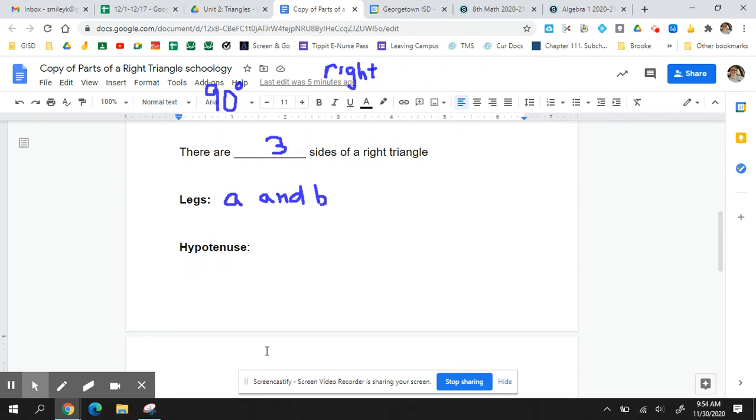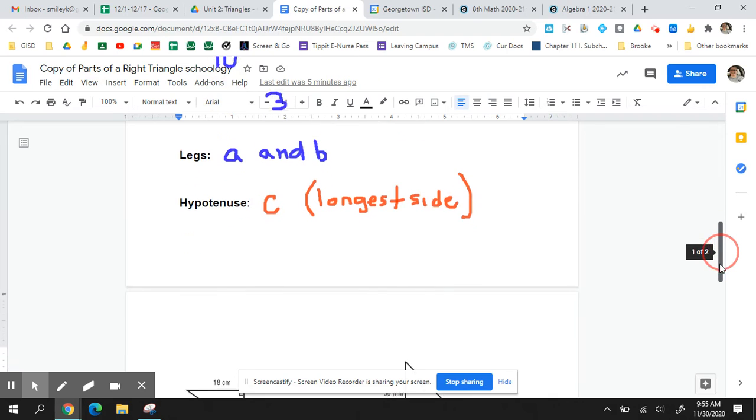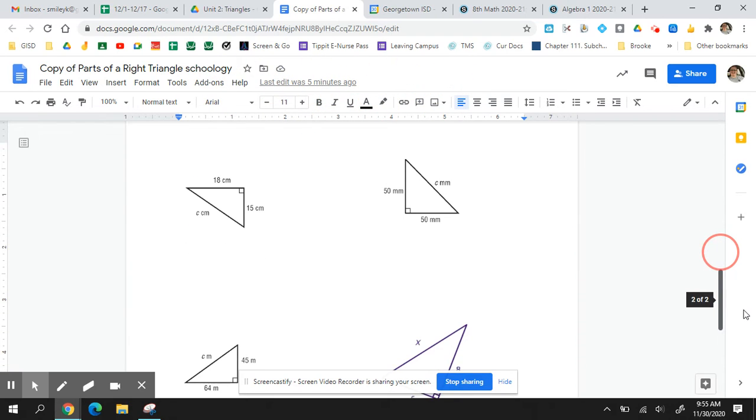So let's look down here, A and B. And then we said the hypotenuse was C. And I'm going to write in longest side. All right, so with C being your longest side, it's the diagonal directly across from your right angle. And that is what we're going to look to find today. So what our questions are going to be about, here are a few examples we're going to do. We're always going to be looking for that C, that hypotenuse.